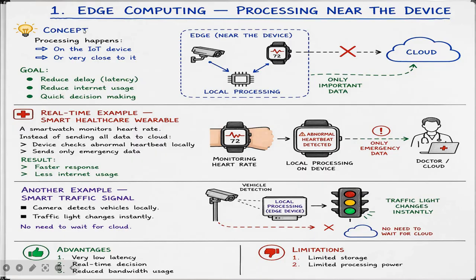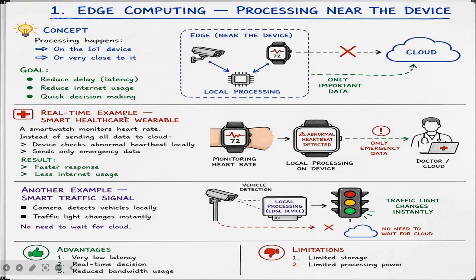Now, the goal of this type of offload location is, first, to reduce the delay, that is, the data is processed immediately without waiting for cloud communication. This is important for time sensitive applications. Second is to reduce the internet usage, that is, only the important data is sent to the cloud. Not all raw data is sent to the cloud, and this will save bandwidth and reduce the cost.